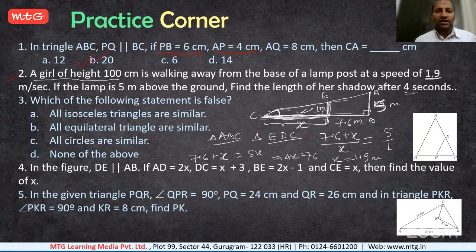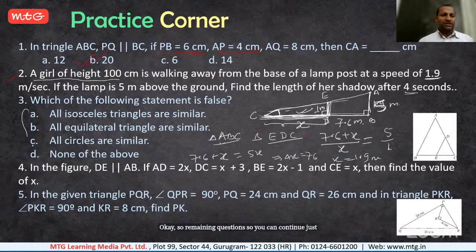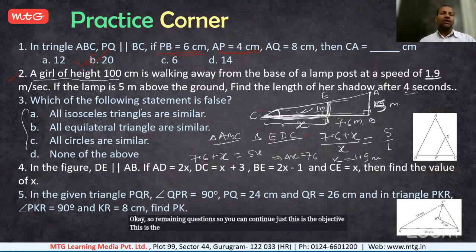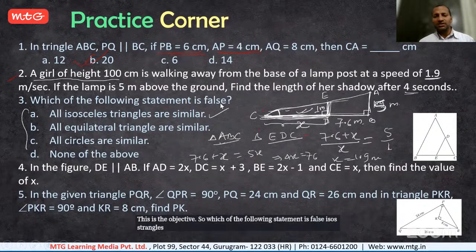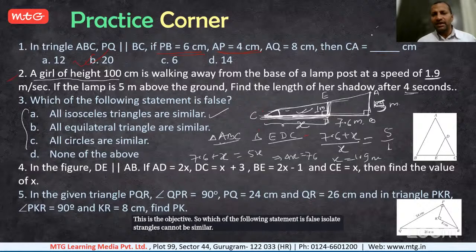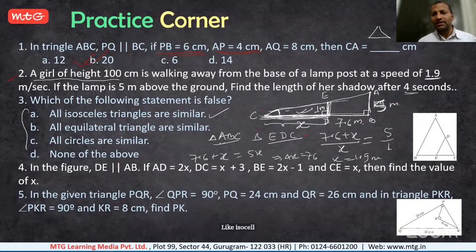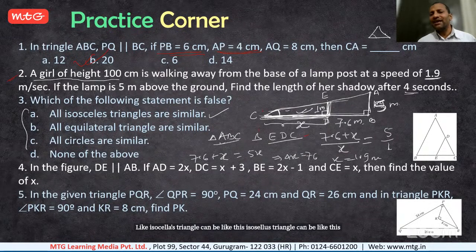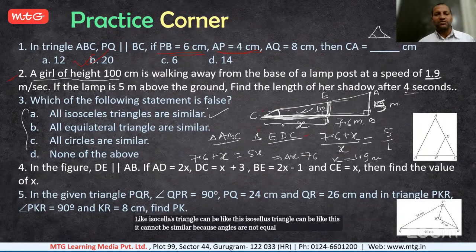Okay, so for the remaining questions, you can continue. This is the objective question: which of the following statements is false? Isosceles triangles are similar. All isosceles triangles cannot be similar. An isosceles triangle can be like this, and it can be like this. They cannot be similar because angles are not equal. Okay, so this is the false statement.